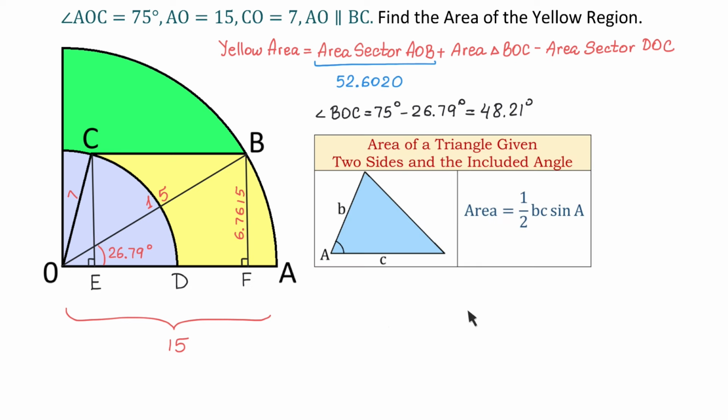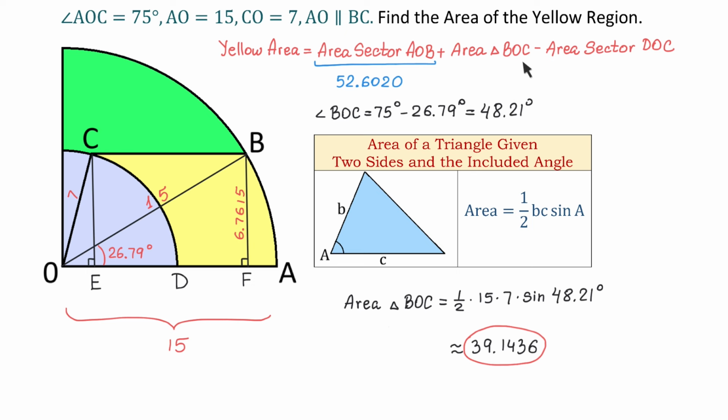Then the formula for the area of a triangle given two sides and the included angle is 1/2 times one side times another side times sine of the included angle. So then the area of the triangle BOC equals 1/2 times 15 times 7 times sine of 48.21 degrees. Then this area is approximately 39.1436 square units. So now we have the area of the triangle BOC.